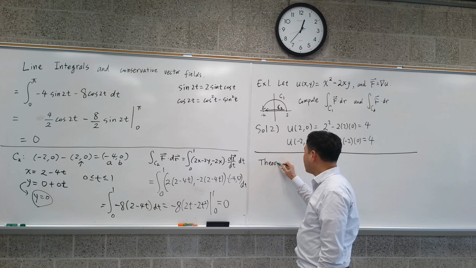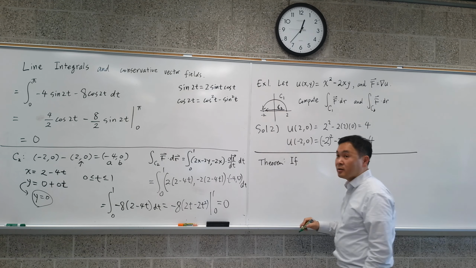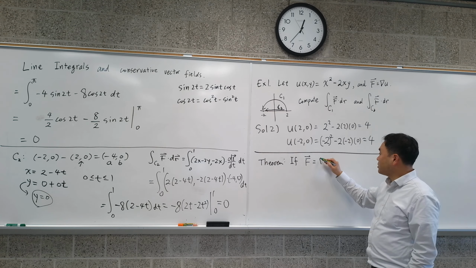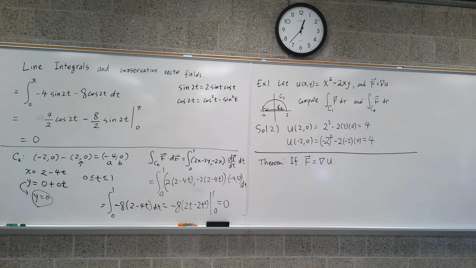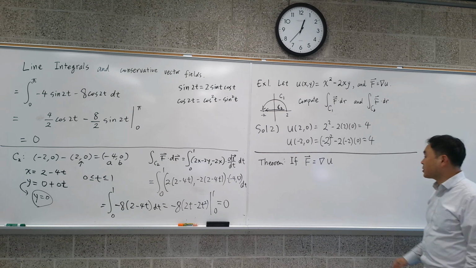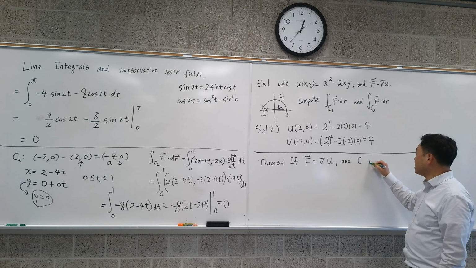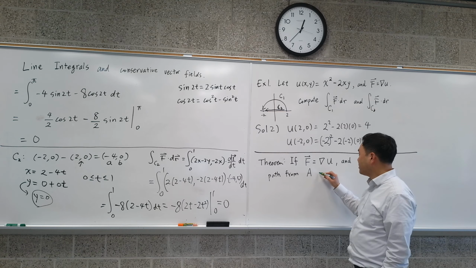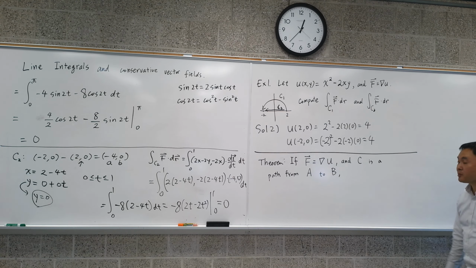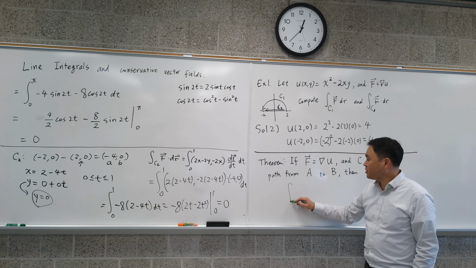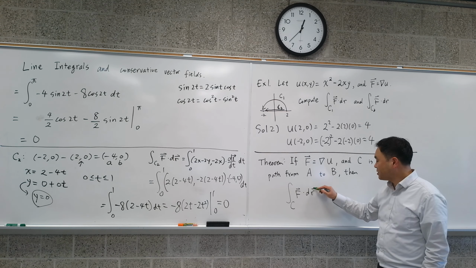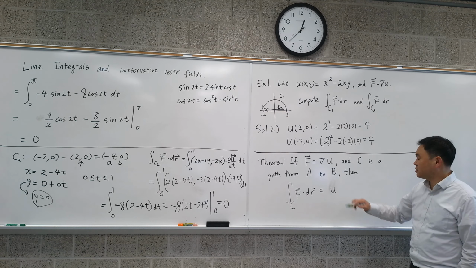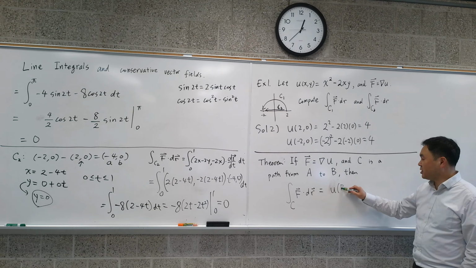So here's a theorem. If F is a gradient vector field of U, some potential function U, and C is a path from point A to point B, then the integral over C of F dot dr is going to be U of B minus U of A.